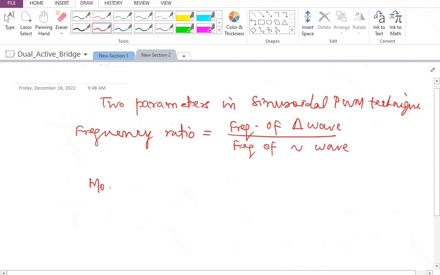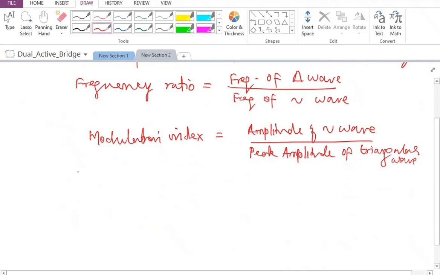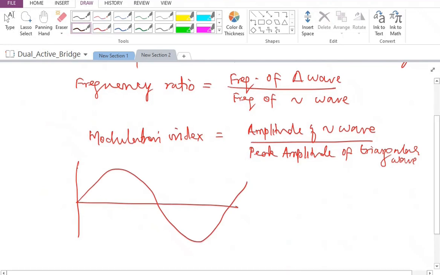The second one is called modulation index or amplitude modulation index. So the modulation index is the peak amplitude of the sine wave divided by the peak amplitude of the triangle. So if the sine wave and the triangular wave both have the same magnitude, then this is going to be 1. So what we drew earlier, if you may recall, was a sinusoidal wave like this, and a triangular wave somewhat like this.